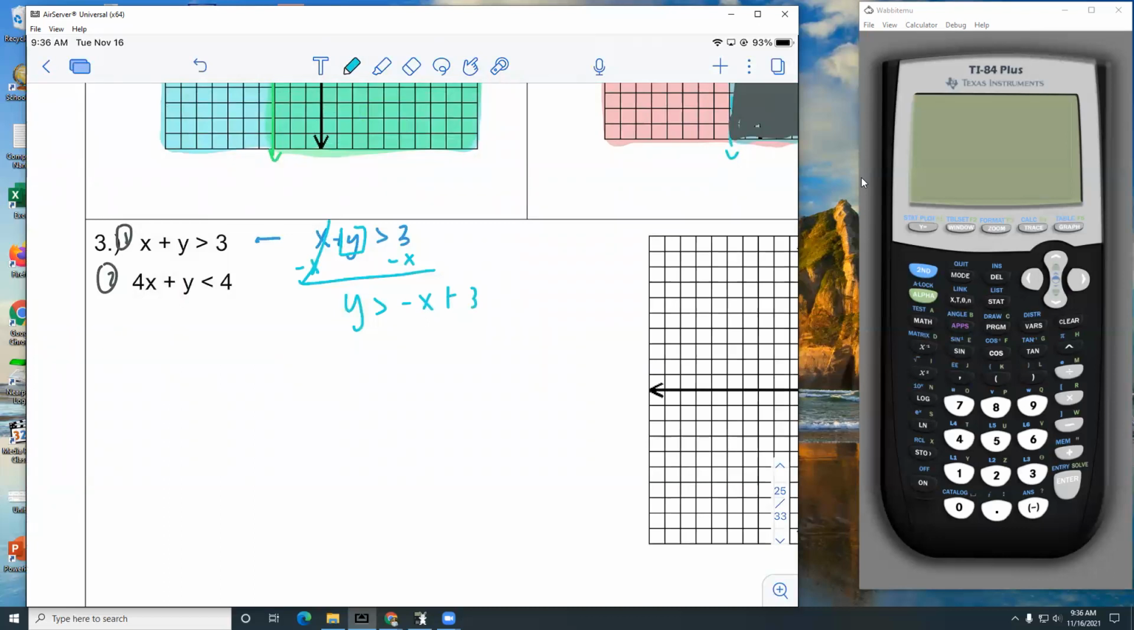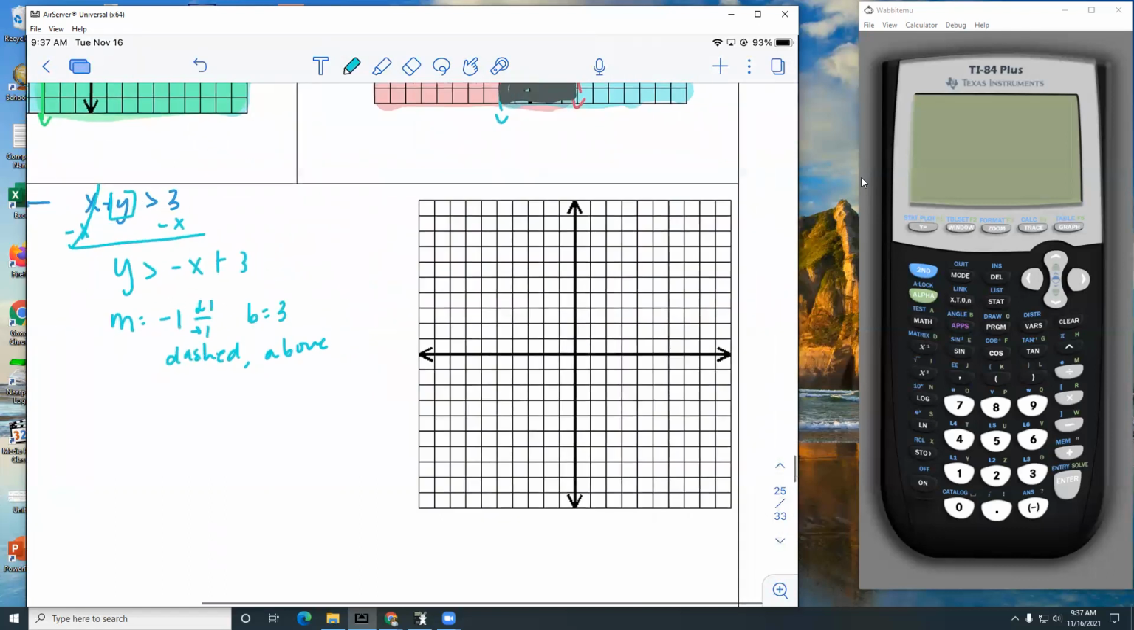All right, so my slope here, that number in front of x, is -1. So I'm going to be going down 1, right 1 each time. And my y-intercept is at 3. Look at my inequality sign. I do not see a line underneath it, so this will be a dashed line. And since it's greater than, I should be shading above.